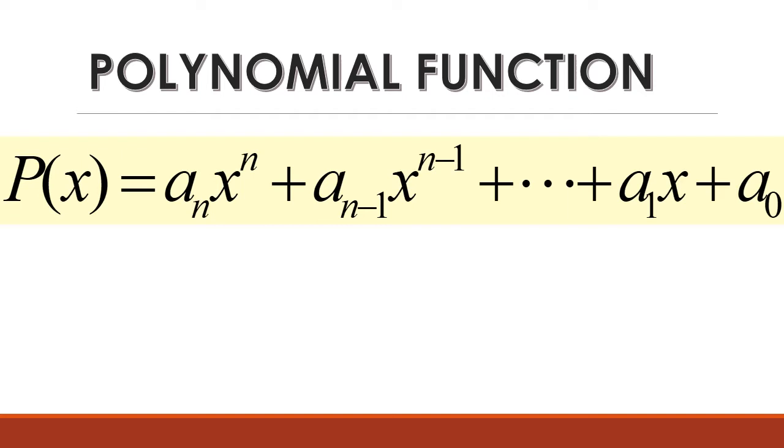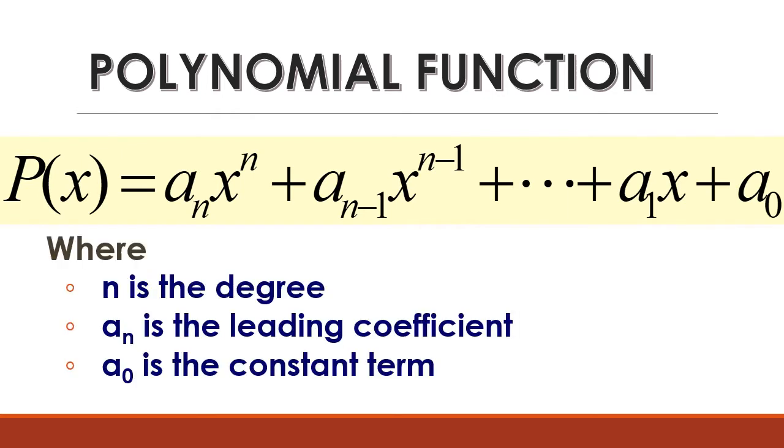We say that p of x is equal to a sub n times x raised to n plus a sub n minus 1 times x raised to n minus 1. Remember that n is the highest degree. When we say degree, ito yung pinakamataas na exponent. Kung natatandaan pa ninyo, ano? And then a sub n is the leading coefficient or yung number na nasa unahan or yung number na kasama ng variable na nagtataglay ng ating degree. And then a sub 0 is the constant term.